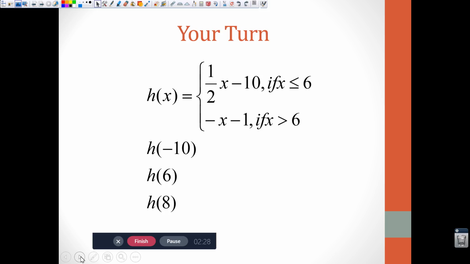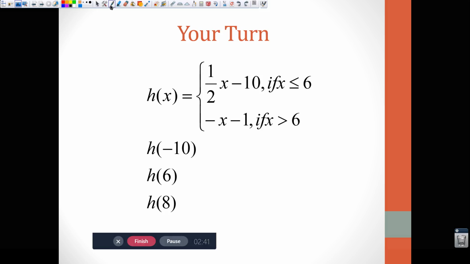h of x equals 1/2 x minus 10 if x is less than 6, and h of x equals negative x minus 1 if x is greater than 6. Okay. Negative 10. Is negative 10 less than or equal to 6 or greater than or equal to 6? It is less than or equal to 6. So we're going to use this equation to solve.